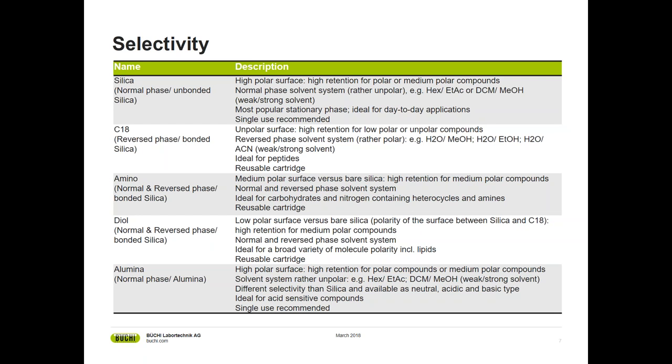And this means in 90% of the cases silica. If you have a rather nonpolar compound soluble in a mixture of water and methanol, ethanol or acetonitrile, choose reversed phase, and here the most commonly used phase is C18.